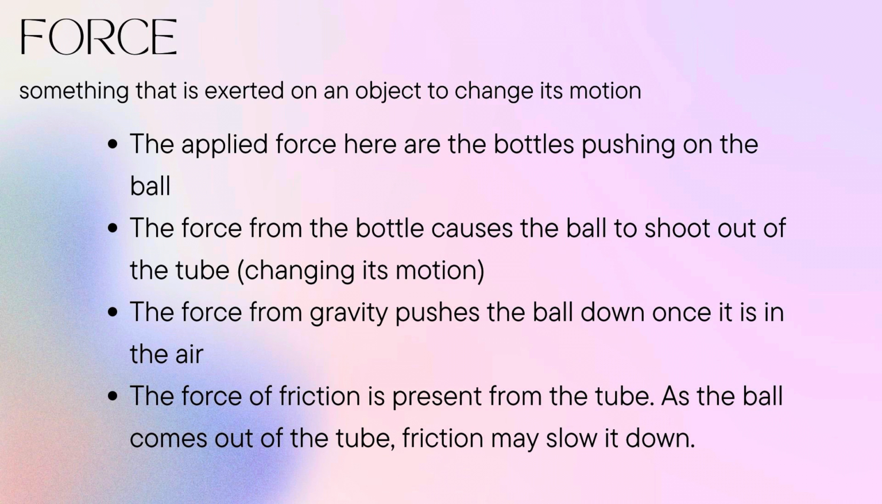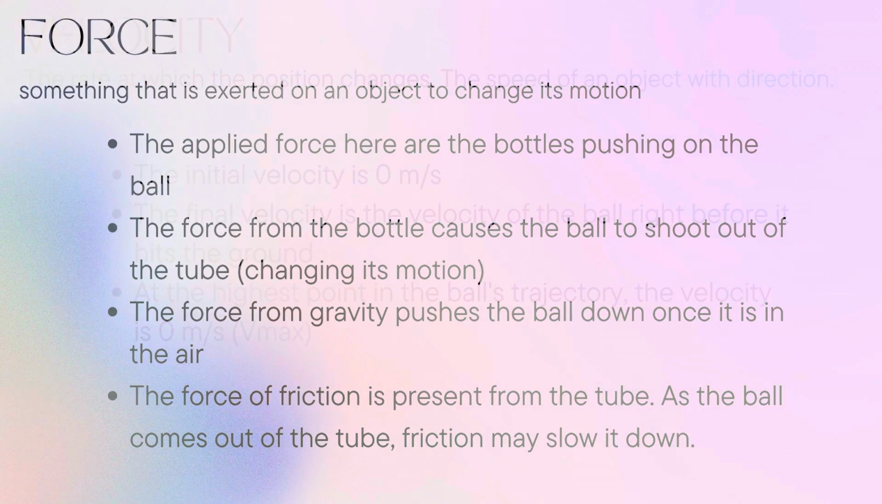The second physics concept is force, which is something that's exerted on an object to change its motion. So in my project, the applied force are the bottles that push on the ball, and the forces from the bottle cause the ball to shoot out of the tube, changing its motion. Once the ball is out of the tube, the force from gravity pushes the ball down onto the ground. And there's also the force of friction present when the ball is coming out of the tube, because as the ball comes out of the tube, the friction from the tube is slowing it down.